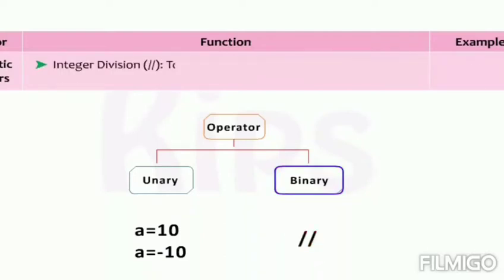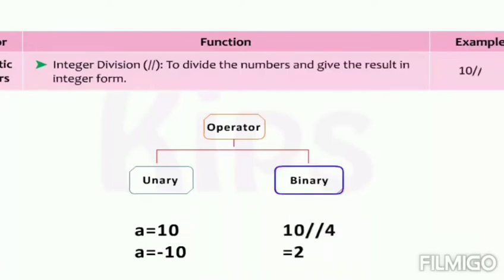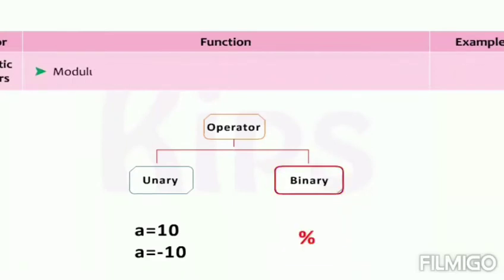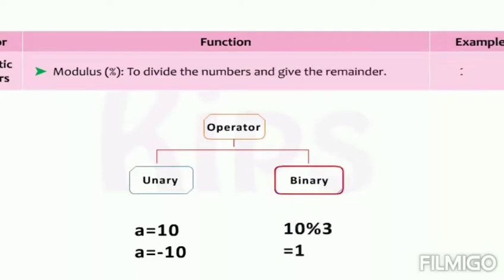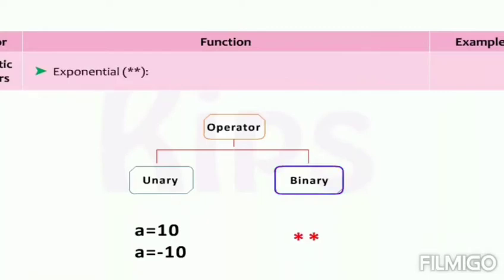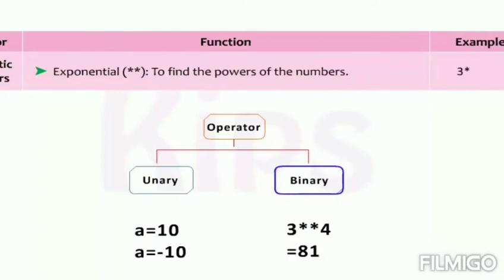Integer division, to divide the numbers and give the result in integer form. 10 double slash 4 equals 2. Modulus, percentage, to divide the numbers and give the remainder. 10 percentage 3 equals 1. Exponential, to find the powers of the numbers. 3 asterisk asterisk 4 equals 81. Program.